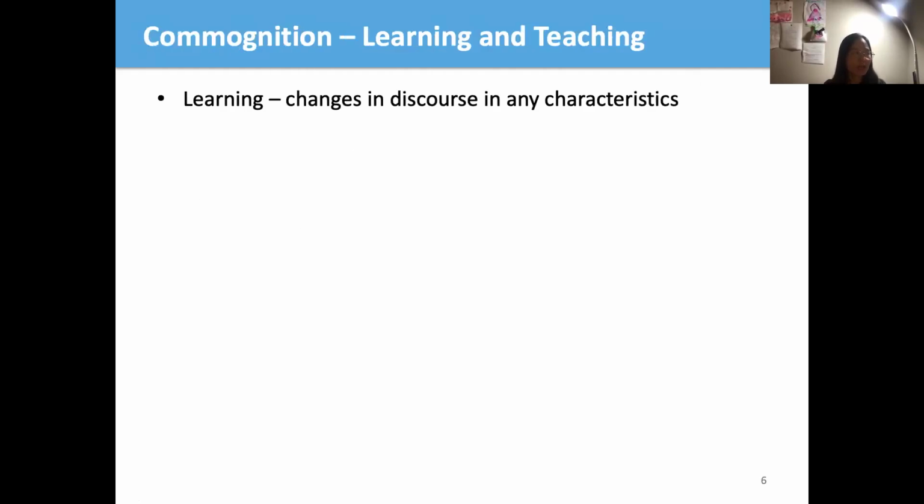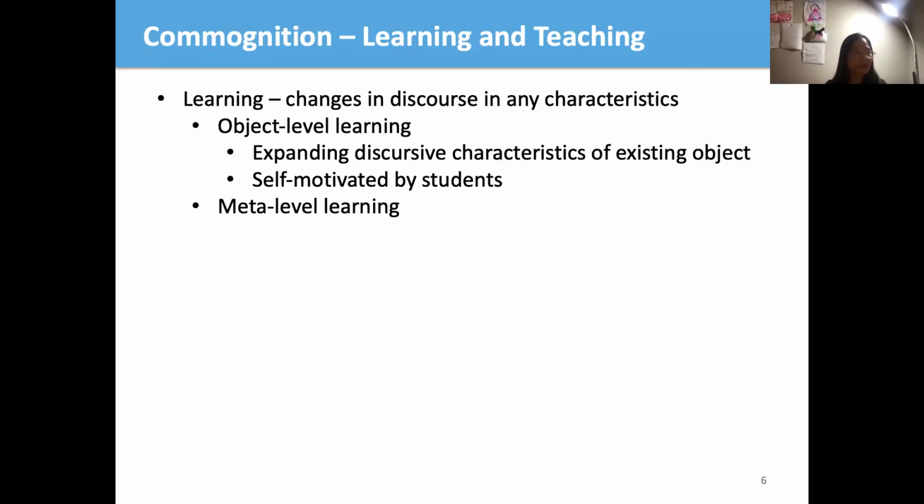Commognition views learning as a change in discourse in any of those characteristics that can happen at object level and meta level. So object-level learning is expanding discursive characteristics of existing objects. And it is usually self-motivated by students because students can apply, for example, a definition or theorem that they learned on a whole bunch of examples to increase their repertoire of application of that theorem or definition.